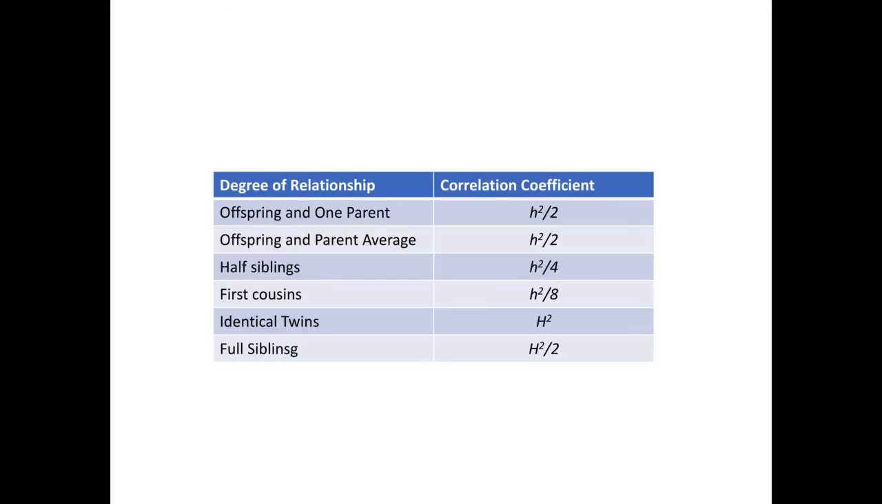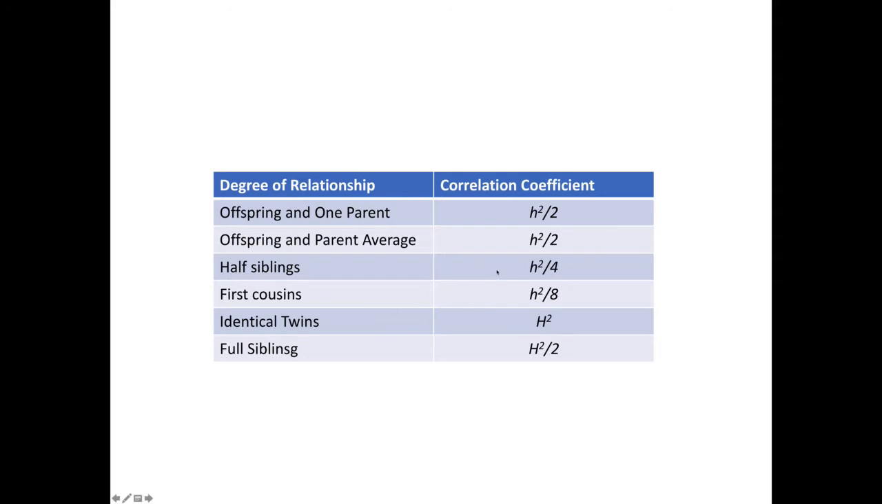Okay, so for any given trait, one can measure the correlation coefficient. Say, for example, offspring and one parent, offspring and the average of the parents, or correlation between half siblings, or first cousins, or identical twins. We've just done that, or full siblings. And the math behind it is a little complicated, so I won't get into this.